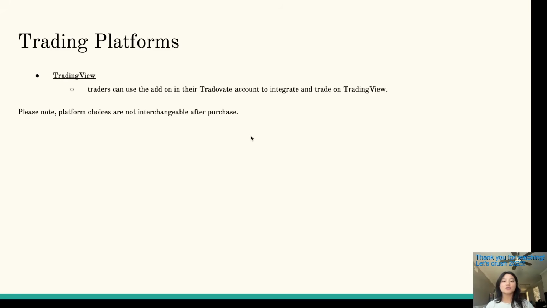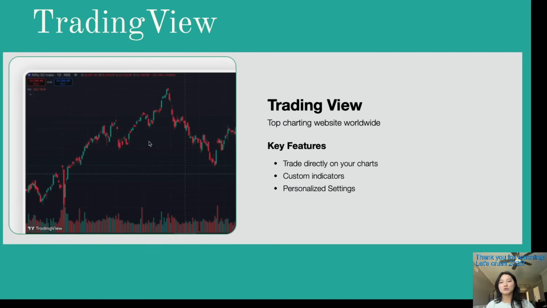So all you'll have to do is go through your Tradovate account, turn on the free add-on feature, and then you'll be able to log in with your Tradovate credentials into TradingView, and then everything will be pulled over as far as your accounts on the bottom screen goes, and then you'll have up-to-date data to be able to actually execute your trades. So trade directly in your charts, custom indicators, and personalize the settings accordingly on how you like it on your chartings.